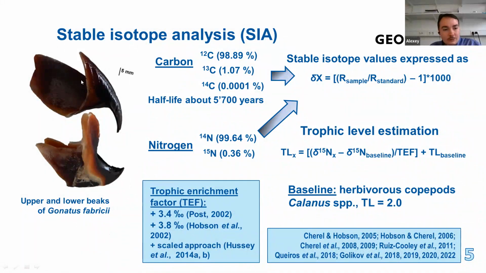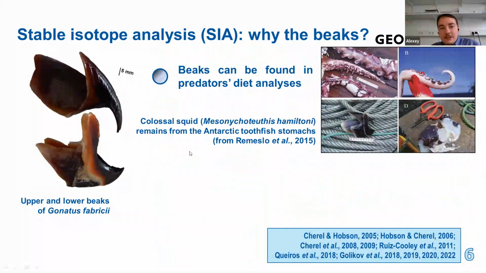And we can see cephalopod beaks here. In their mouths they have beaks, which function as jaws to eat their prey. So why do we use beaks for stable isotope analysis, but not muscle? At first, cephalopods are very agile, so they can easily escape from our gear when we try to catch them. But large fish, seabirds and marine mammals actually function as biological samplers.